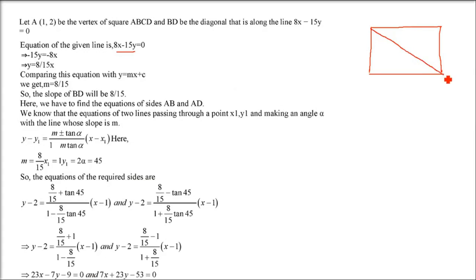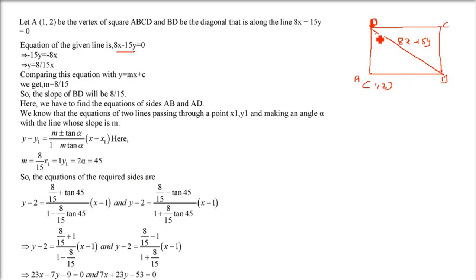So we have, everything is known to us. How? This is a point, let us assume it to be A, and this is given as (1, 2). This point is given. Along with this, we have a line. The equation of the line is 8x minus 15y equals 0. There is one more thing. We need the equations of AB and AD. We need those equations.